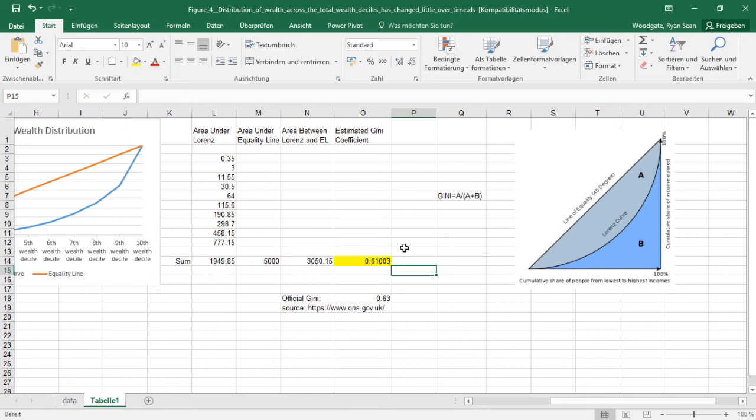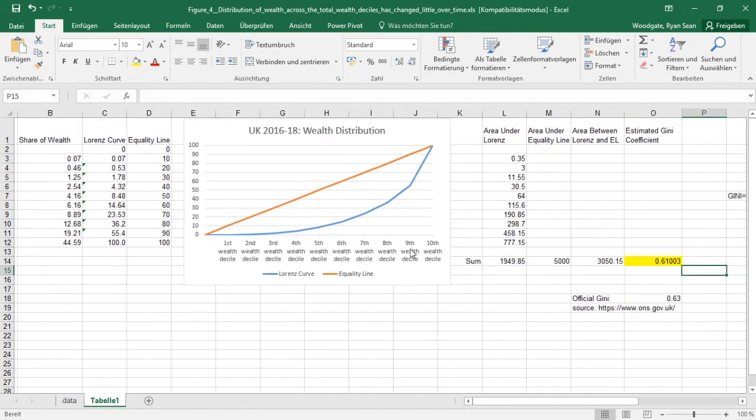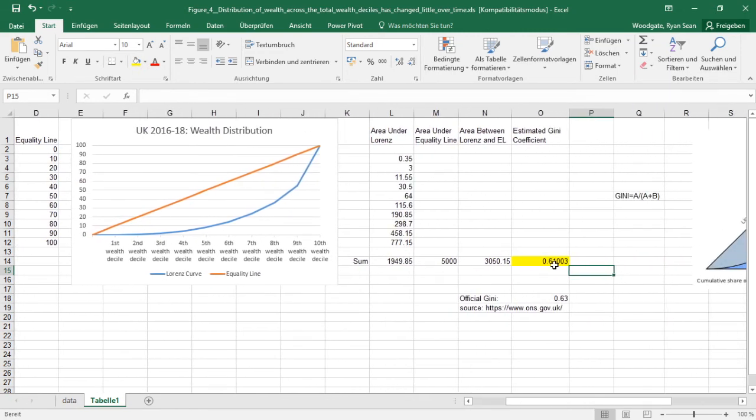So we find that our estimated Gini coefficient for wealth distribution in the UK between 2016 and 18 is 0.6. Remember, the closer to 1, the more unequal. Just to compare this to the official estimate, 0.63. Wow, okay, that's a pretty good estimate, right?